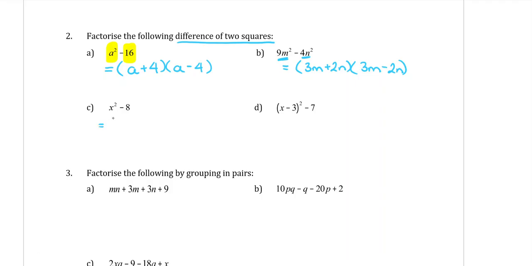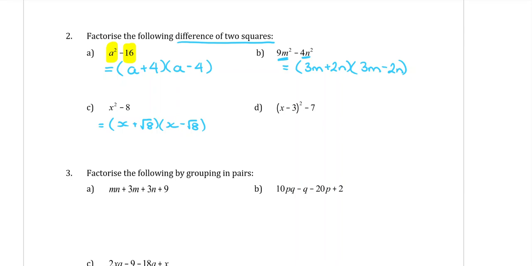We're going to have our two big brackets. The square root of x squared is x. The square root of 8, unfortunately, is not very nice. We need to go into square root form. Square root of 8, square root of 8. One will be a plus, one will be a minus.